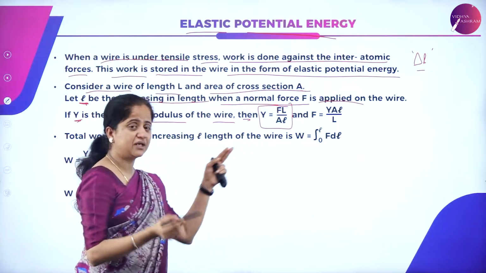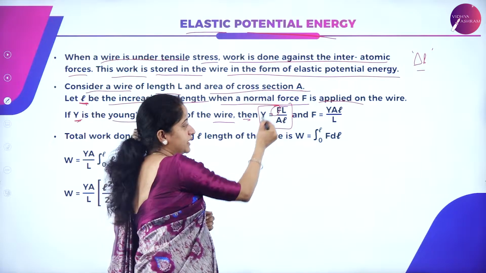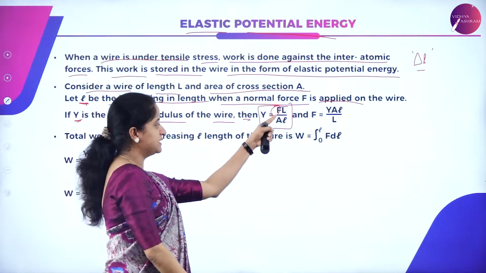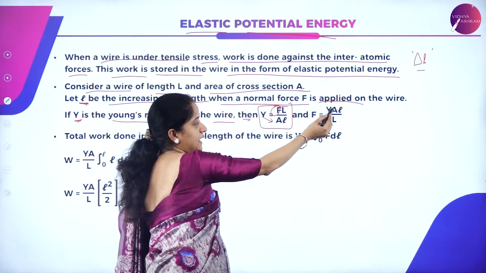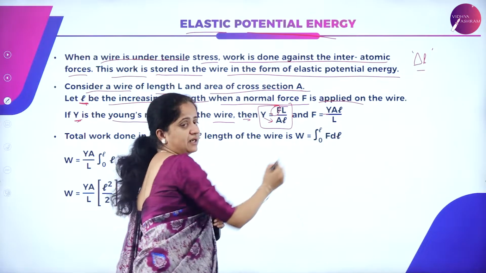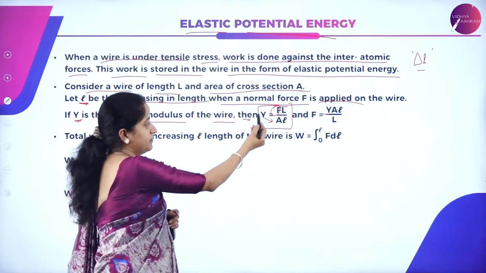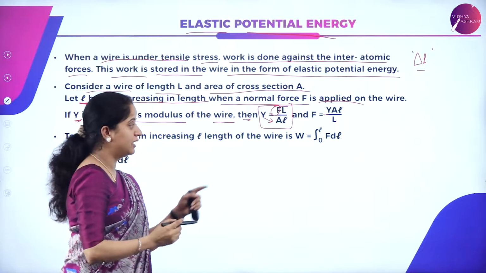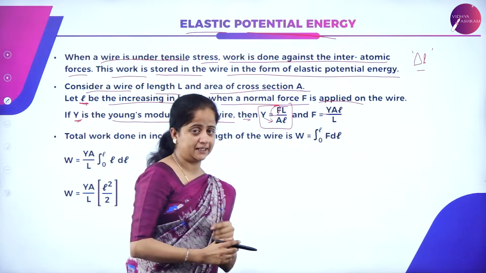So from this we can write the expression for force also. So we have to write the expression for force, which means F equals, multiply these terms, so you will get YAL divided by capital L, that is the original length of the wire. So from Young's modulus we are writing the formula for force, F is equal to YAL divided by L.